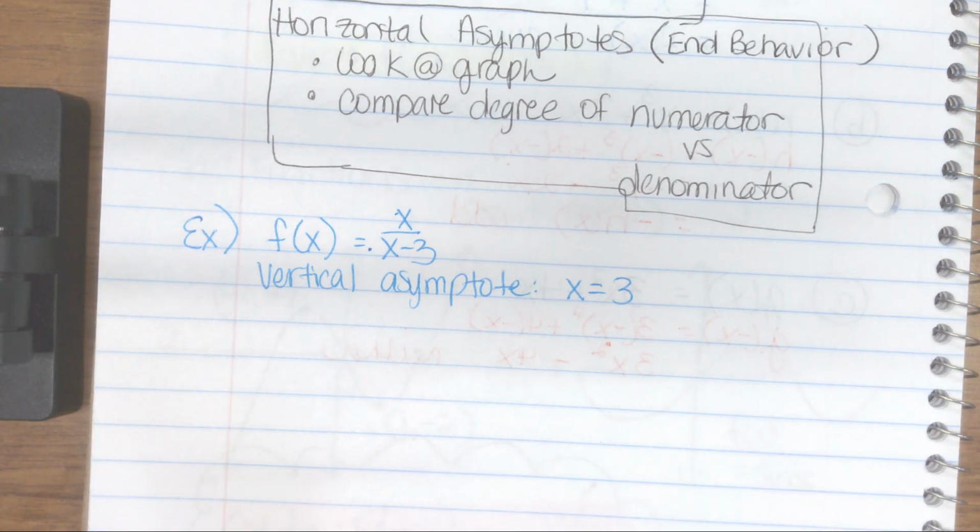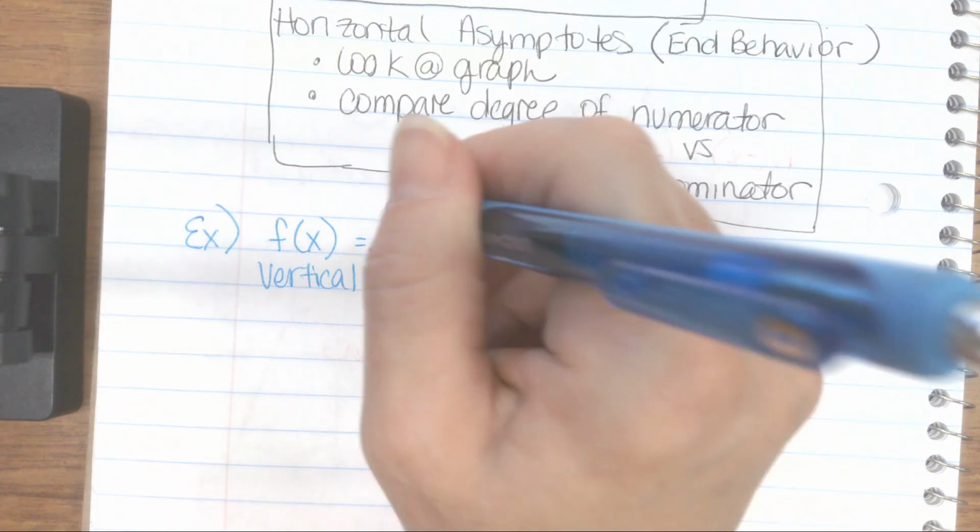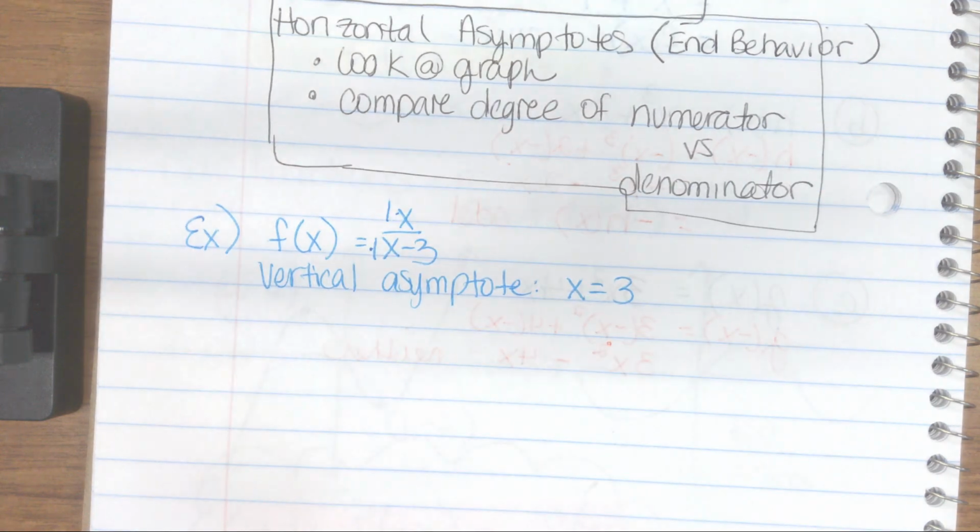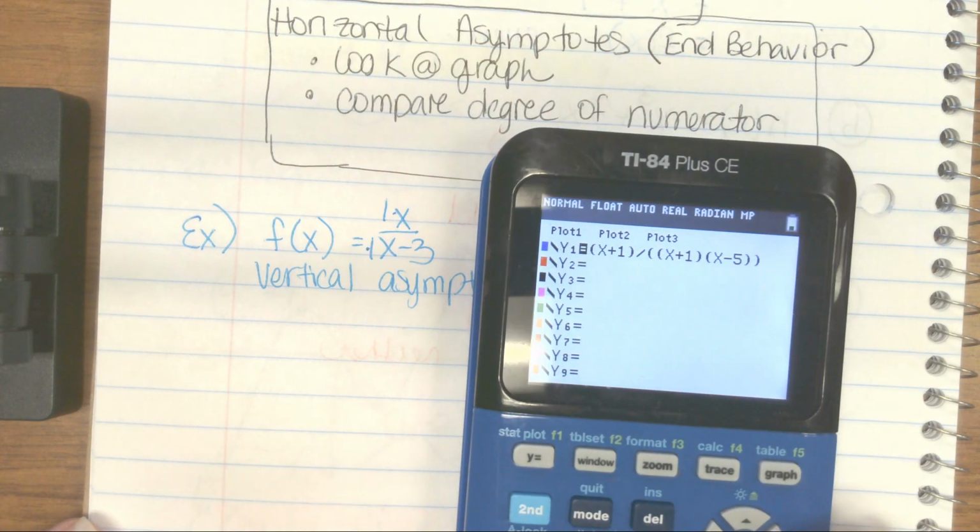I told you, when the degrees of the numerator and denominator are the same, if you remember from last year, great, you take the leading coefficients, which are 1 and 1, and you divide them. 1 divided by 1 is 1. There is a horizontal asymptote at 1. If you don't remember that, you're going to just make your best estimate from the graph.